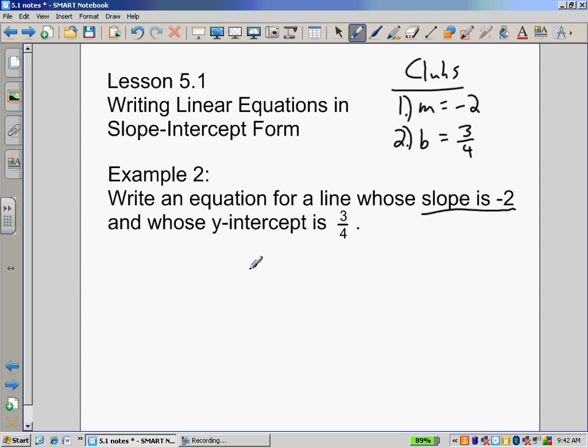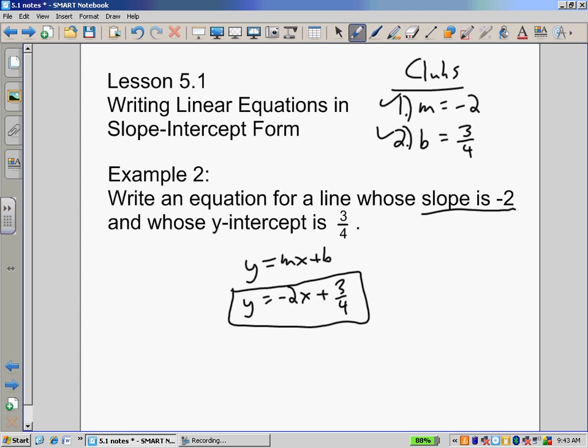Okay, so again, we need y equals mx plus b. So we're going to plug into y equals mx plus b, our slope-intercept form. M is -2, and b is 3/4. So as soon as you have both clues, you can plug them straight into your slope-intercept form, and that's all at once. Write an equation. Did we write an equation? Yes, we did. Always good to check to make sure that you've answered the question.